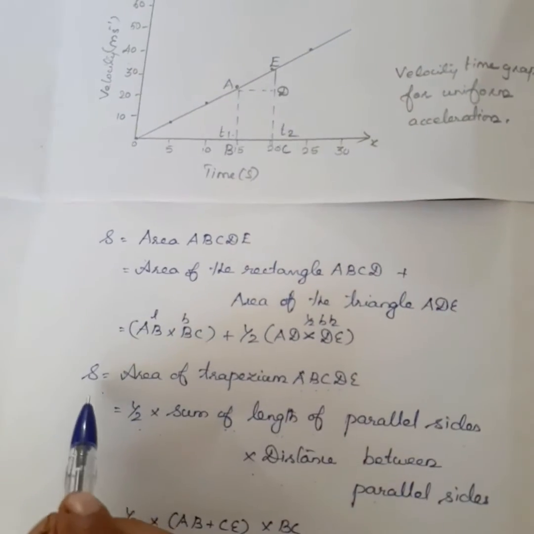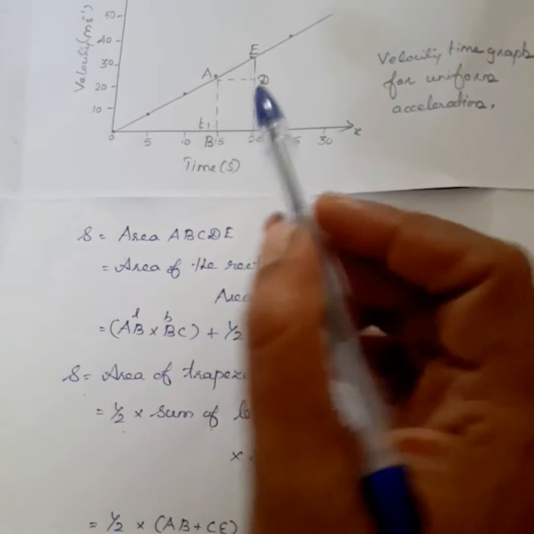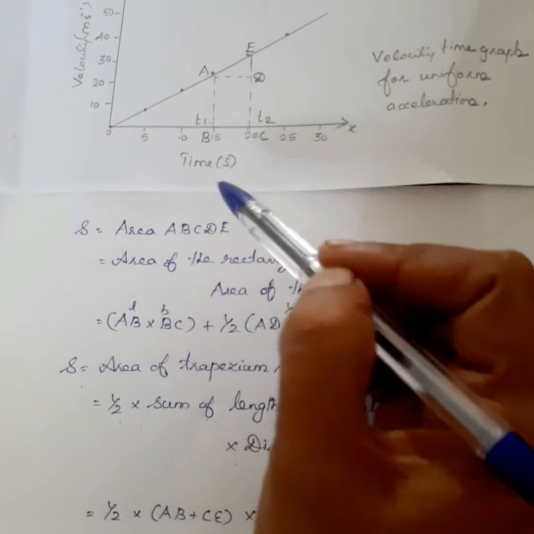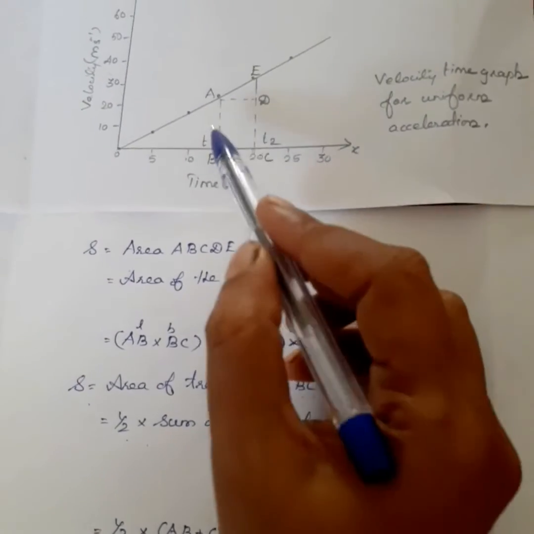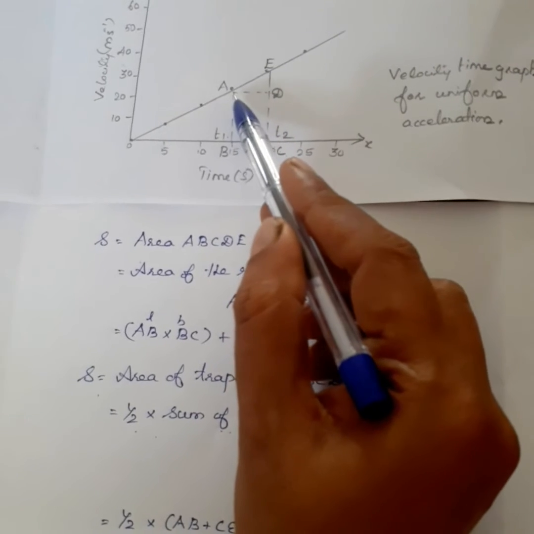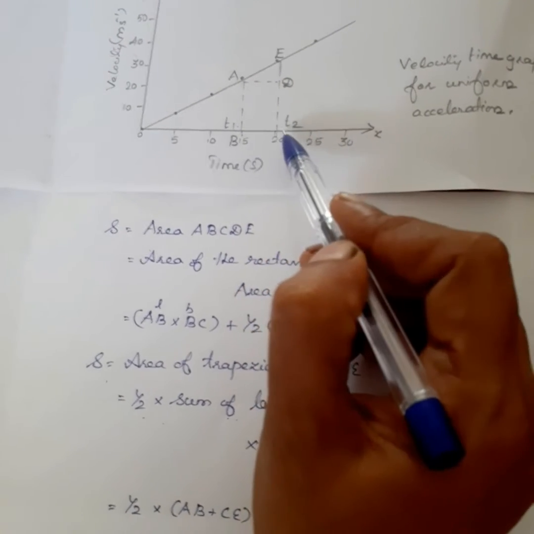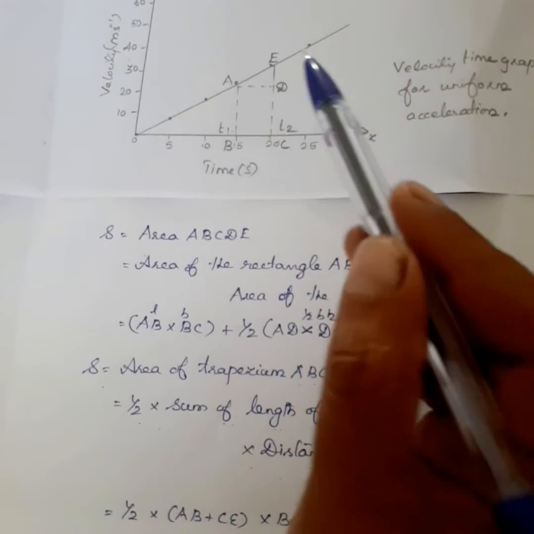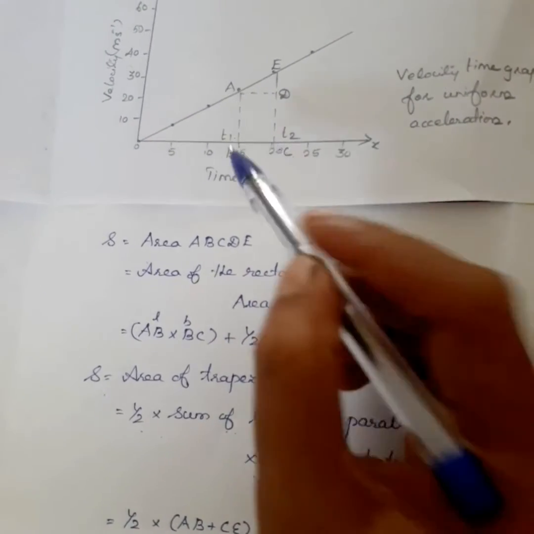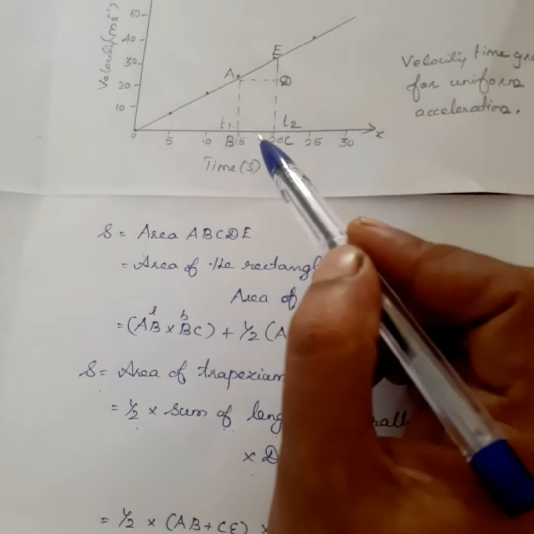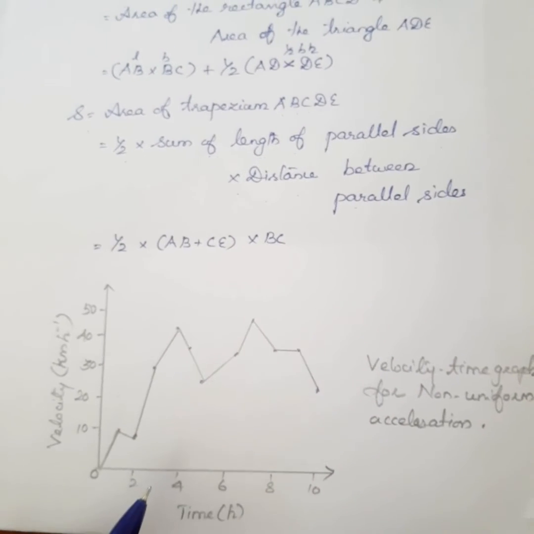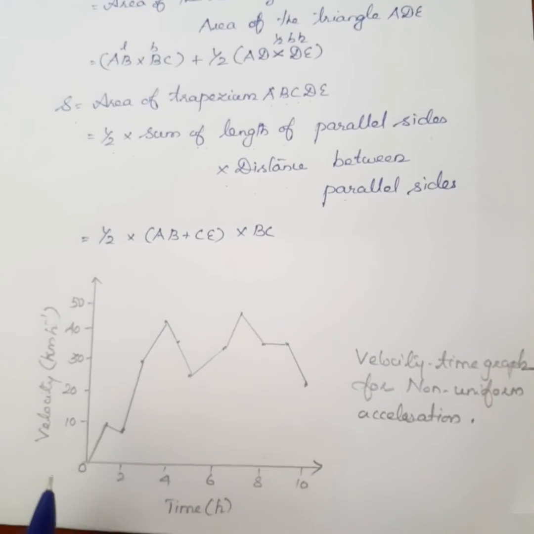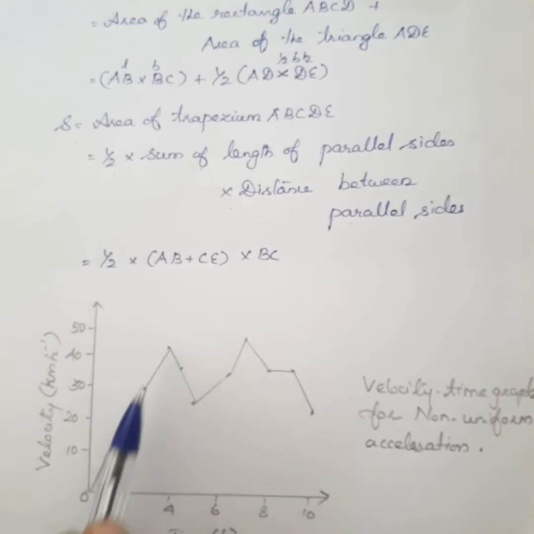So S is equal to area of trapezium ABCDE equal to half into sum of length of parallel sides, AB plus CE, into distance between parallel sides BC. In the case of non-uniform accelerated motion, the distance time graph and the velocity time graph can take any shape.